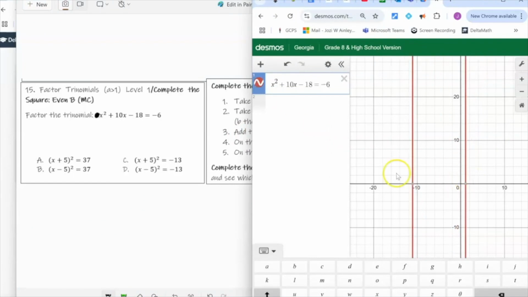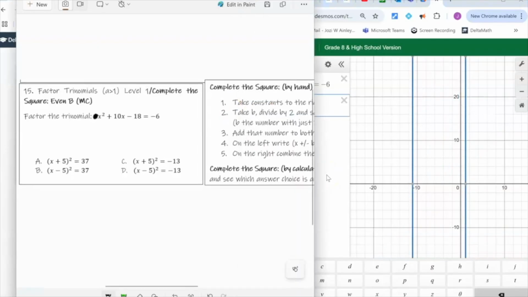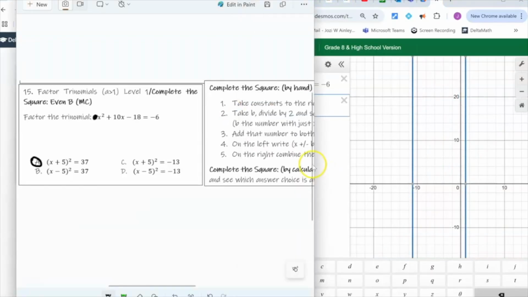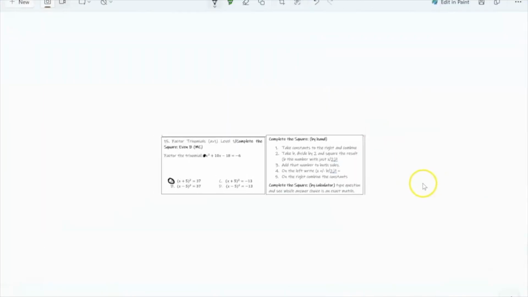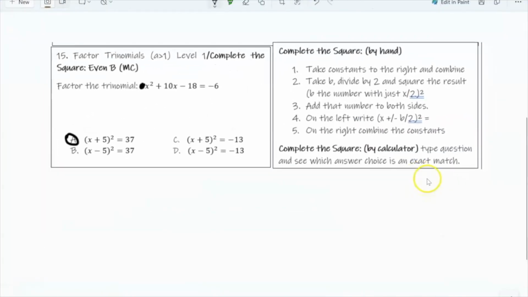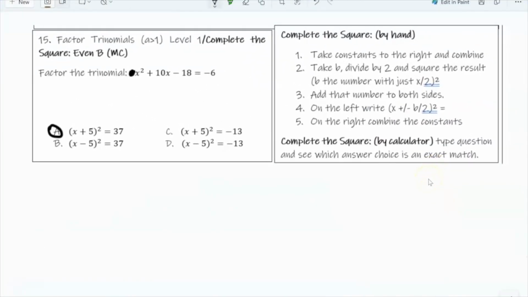So boom, there's my quadratic equation. Now I'm going to type in my answer choices. So there's my first one matched. All right, so my first answer should be A. All right, so now we're going to go ahead and do it by hand. Okay, so that's how I use the calculator, but doing it by hand is also pretty quick. So we're going to go ahead and knock that out.